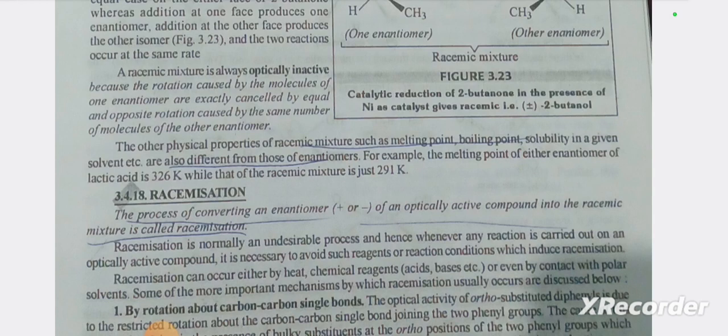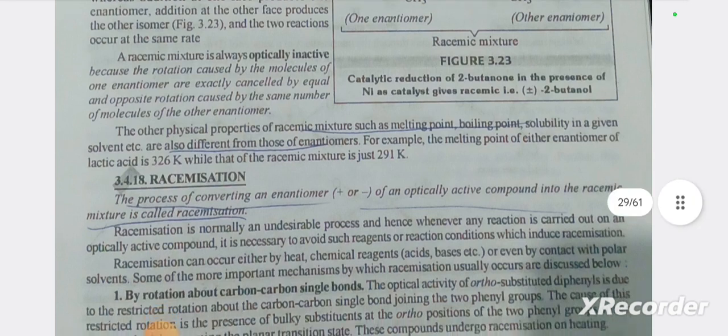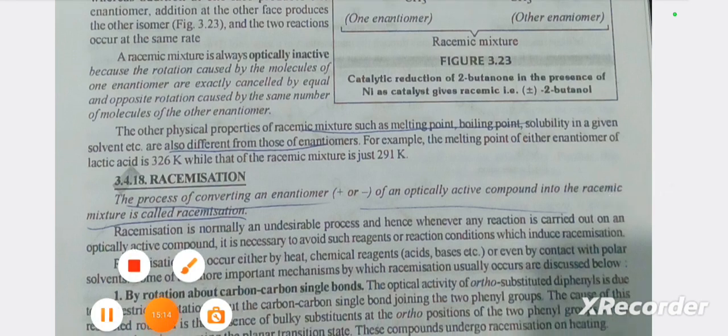A racemic mixture is always optically inactive because the rotation caused by the molecules of one enantiomer is exactly cancelled by the equal and opposite rotation caused by the same number of molecules of the other enantiomer.